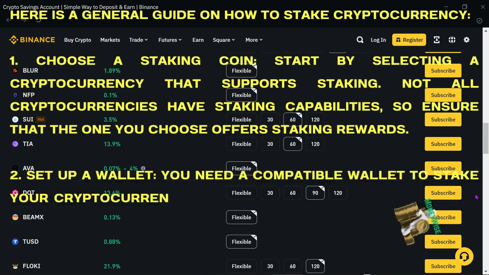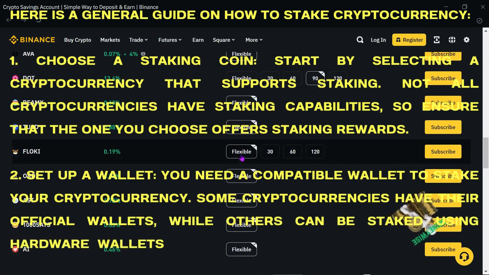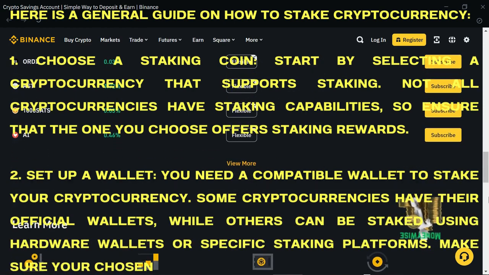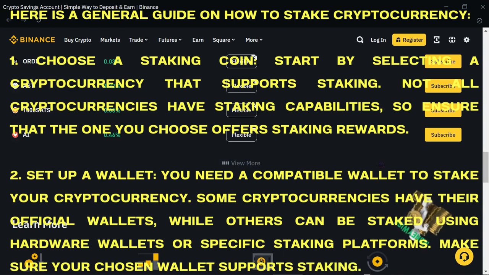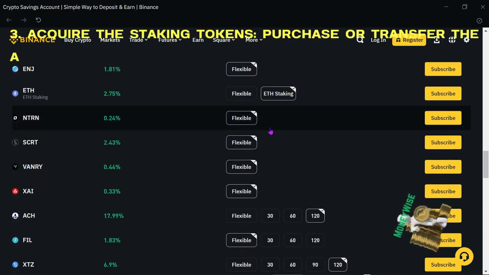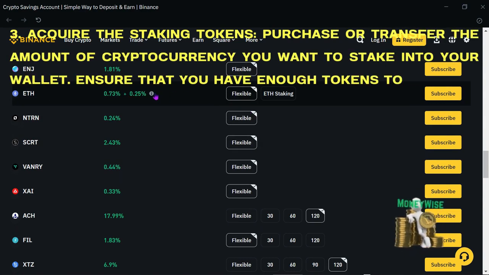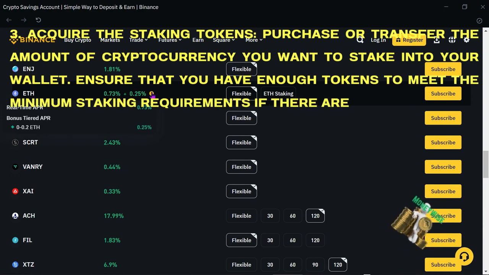2. Set up a wallet. You need a compatible wallet to stake your cryptocurrency. Some cryptocurrencies have their official wallets, while others can be staked using hardware wallets or specific staking platforms. Make sure your chosen wallet supports staking. 3. Acquire the staking tokens. Purchase or transfer the amount of cryptocurrency you want to stake into your wallet. Ensure that you have enough tokens to meet the minimum staking requirements, if there are any.